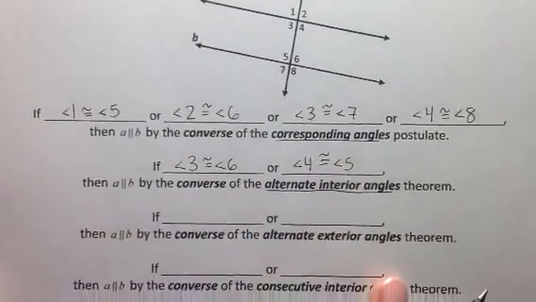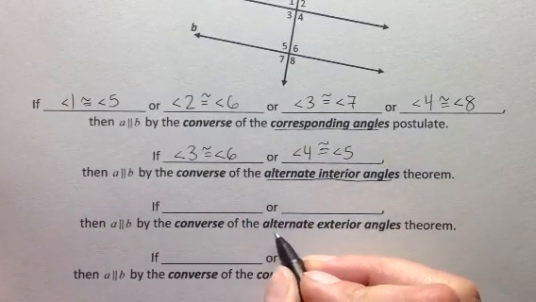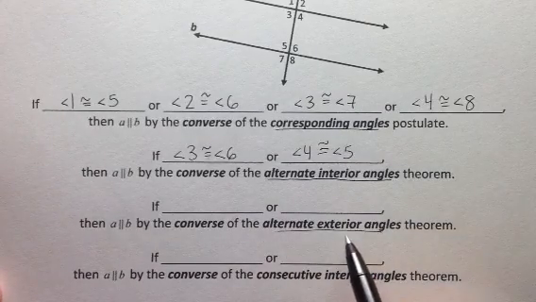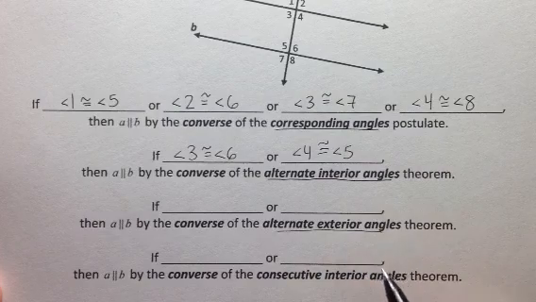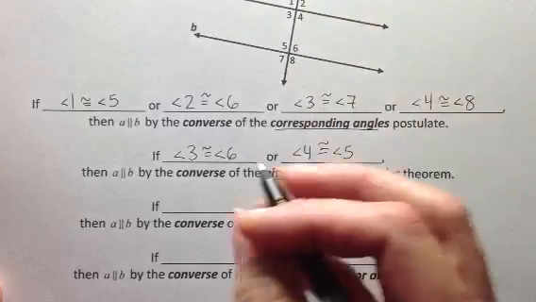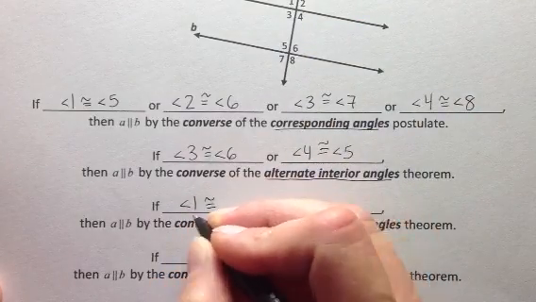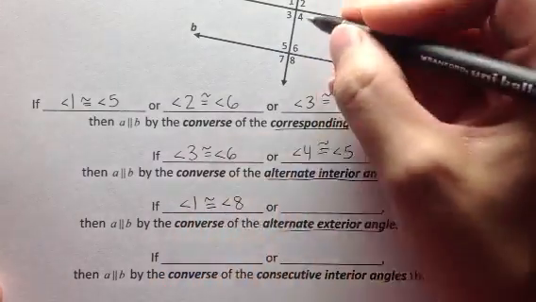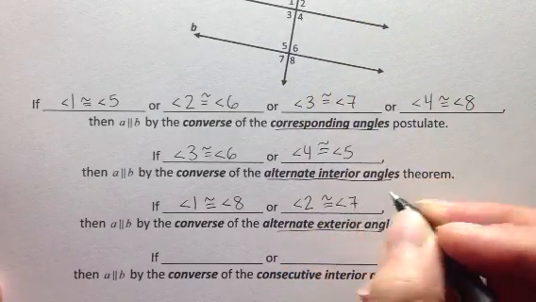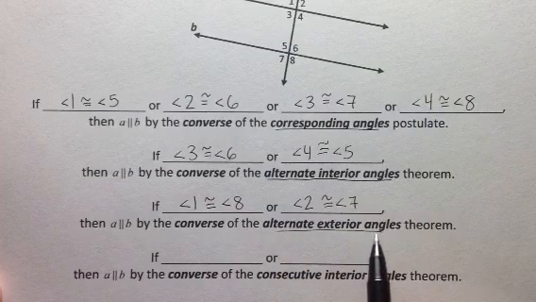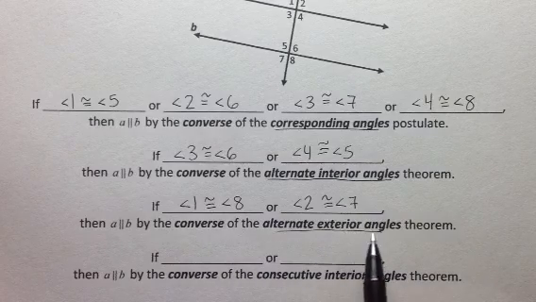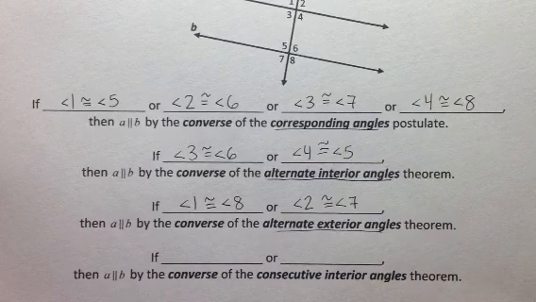So for example, here's the next one. If I wanted to use the converse of the alternate exterior angles theorem, I would just be looking at alternate exterior angles. Sorry, I was thinking of the next one. Okay, alternate exterior angles would be like angle 1 and 8, and we're still talking about congruence here. Angle 1 is congruent to angle 8, or angle 2 is congruent to angle 7. So if I knew that either pair of those alternate exterior angles were congruent, that would be enough to justify by the converse of the alternate exterior angle theorem that the lines are parallel.